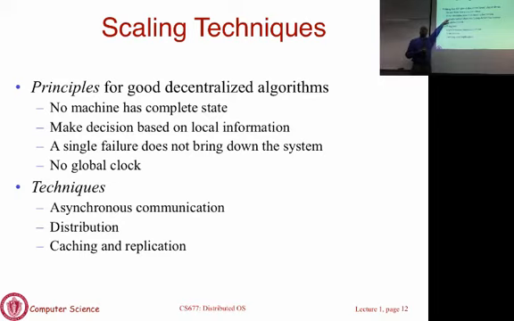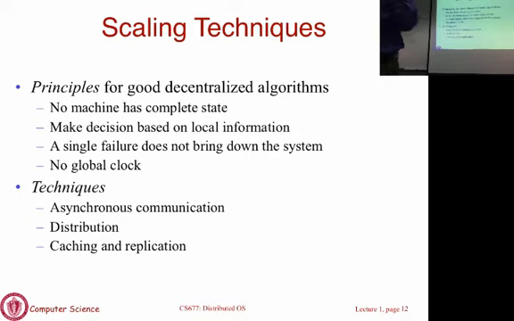Making decisions based on local rather than global information is another good design principle. If you need global information, if you need to know what is happening everywhere else in your network in order to service a request, that is not going to scale very well.